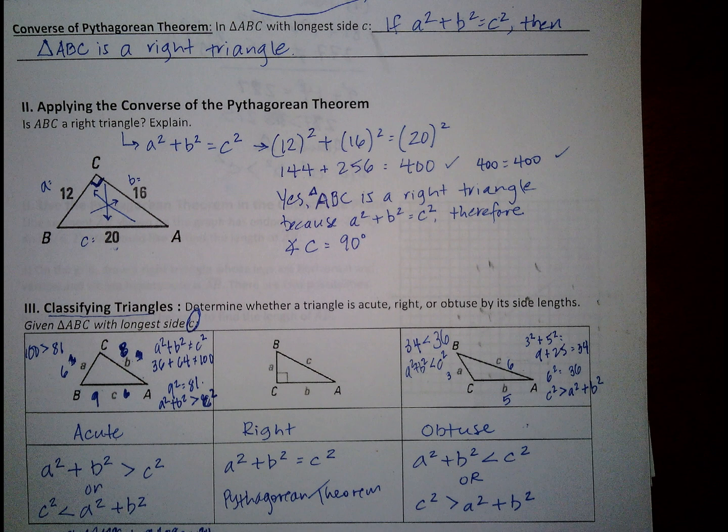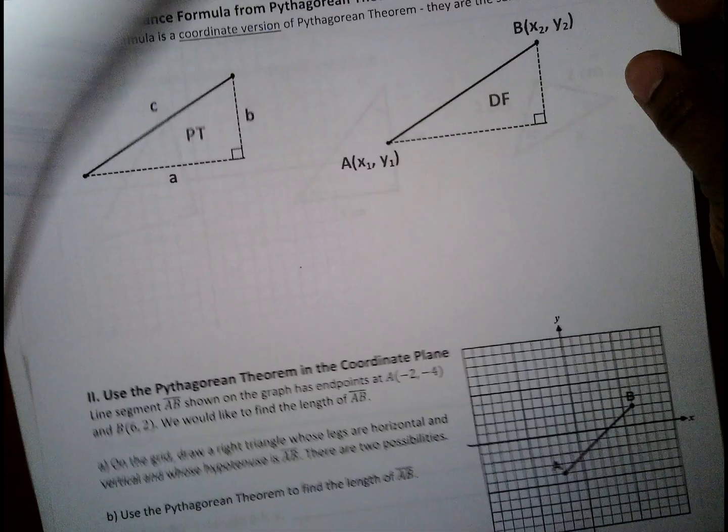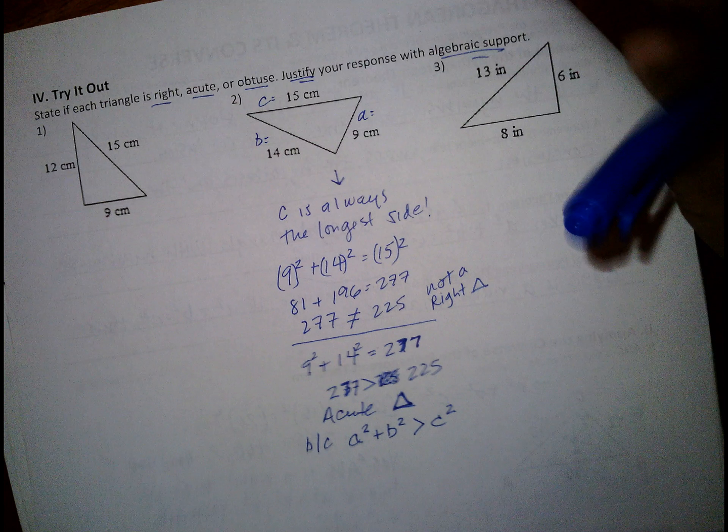For unit Q3 on IXL, you're going to do exactly this. You're going to take the side lengths they give you, square A, square B, add them up, and then see if the sum you get is equal to, greater than, or less than c squared, which is always the longest side. What you're going to do is the try it out. Okay. So you'll be doing the try it out.